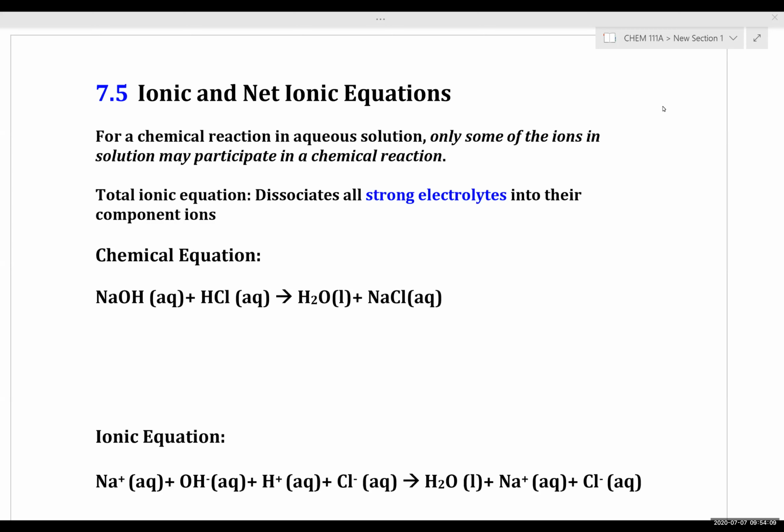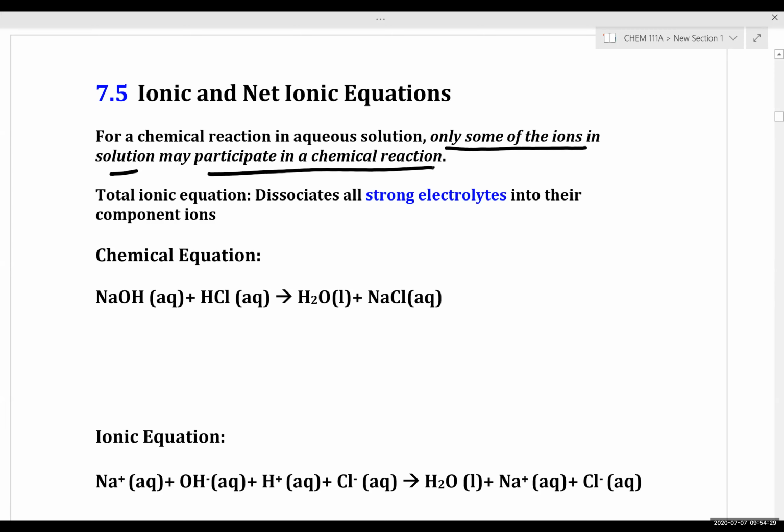So continuing on with Chapter 7, we're now going to discuss using what we've learned about strong, weak, and non-electrolytes to begin to write ionic and net ionic equations. The key idea behind net ionic equations is that only some of the ions in solution may participate in a chemical reaction.